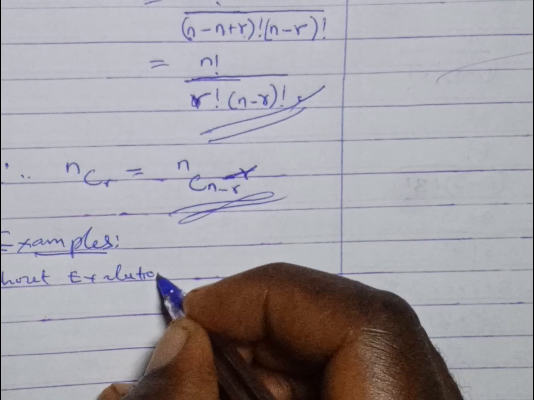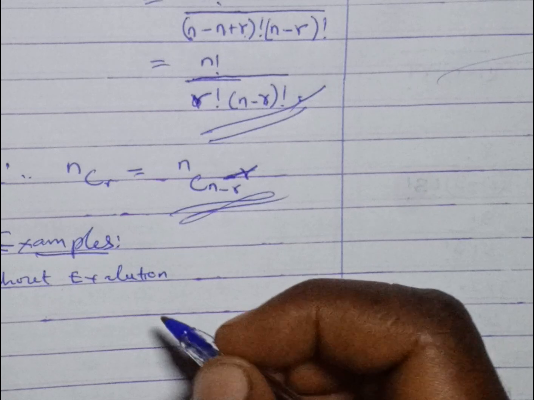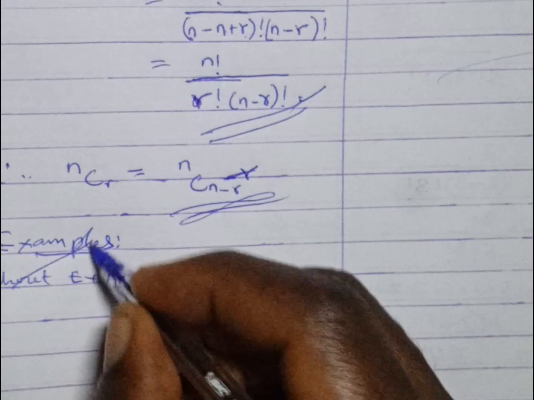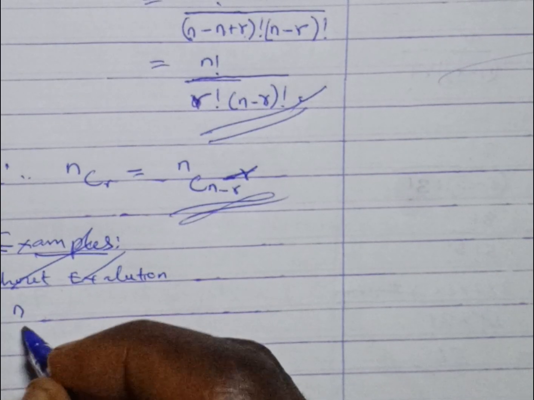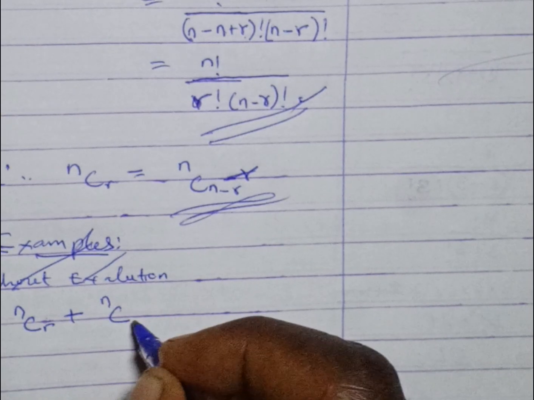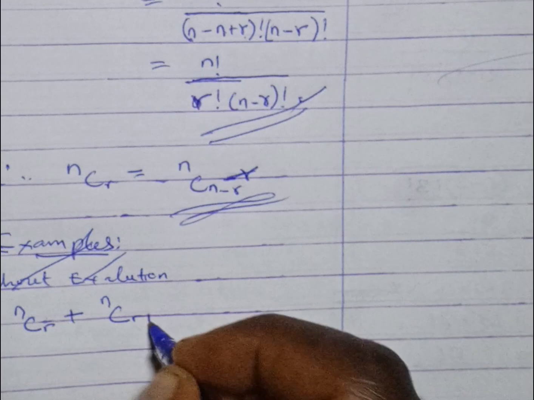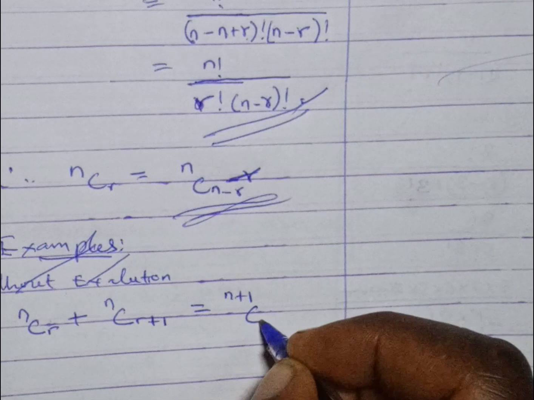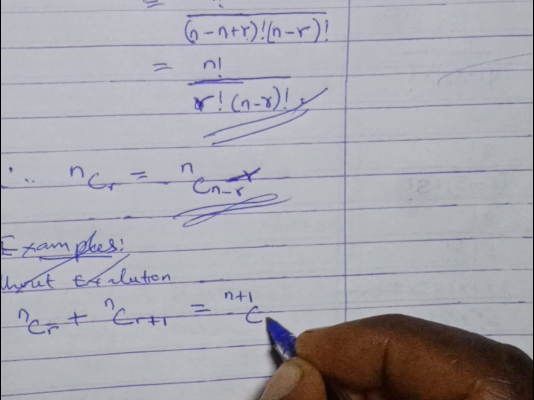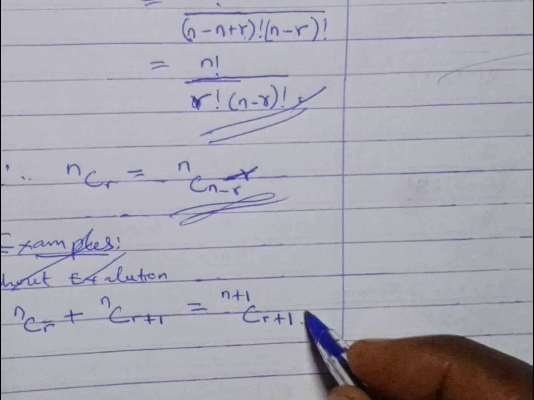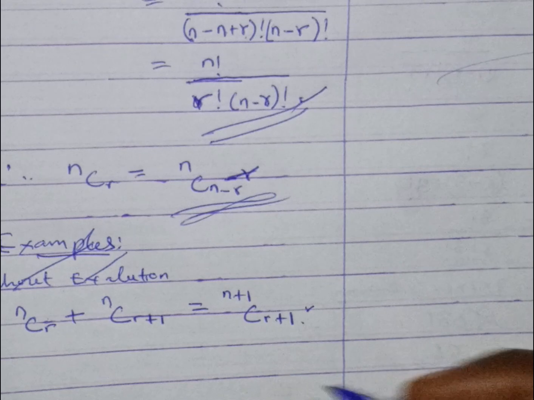Oh, there's the third one I'm supposed to have stated. Let me state it before I continue. The third one is that nCr plus nC(r plus 1) is equal to (n plus 1)C(r plus 1). So that's the third one. Now this one is more involved. I'm going to prove it separately so that I don't lengthen the video. Okay, let me continue with my example.